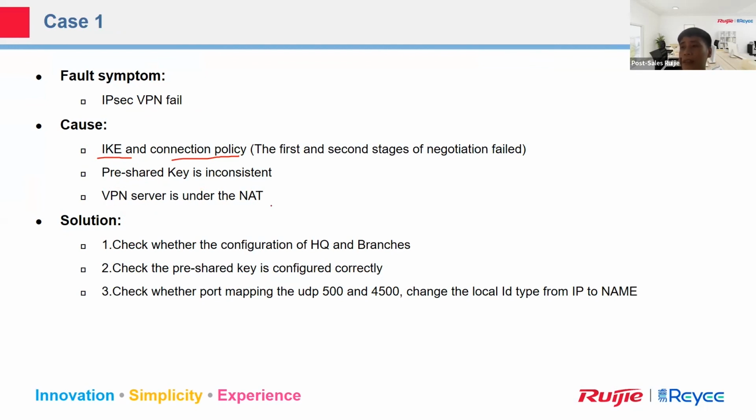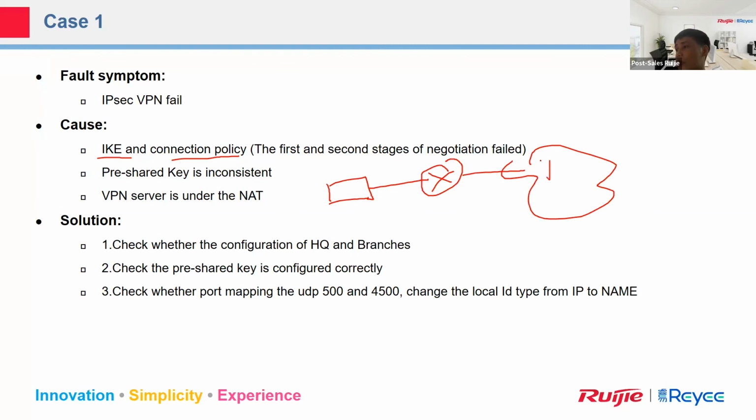The last one may be the VPN server being behind another router. Like our EZ gateway here, but before our EZ gateway there may be another router going to the ISP. So our EZ is behind the router, which means the VPN is under NAT. So what is the solution?